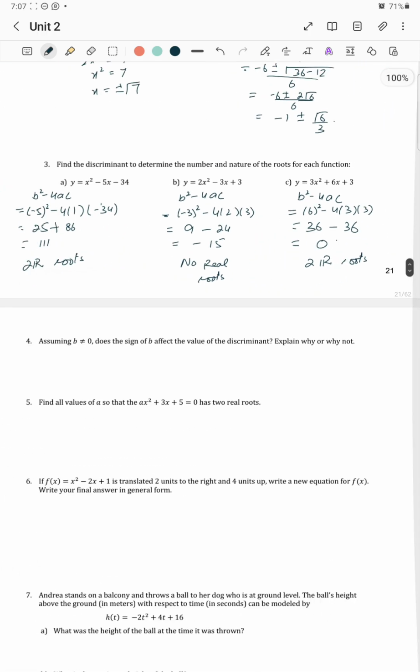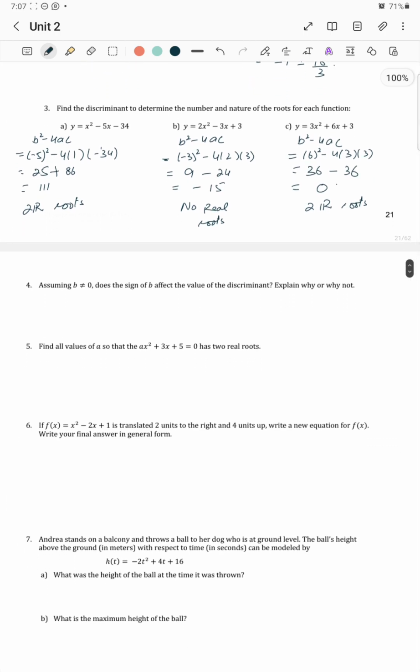So we must remember this. Assuming b is not equal to 0, does the sign of b affect the value of the discriminant? Is the sign of b affecting the value of the discriminant? No. The sign of b does not affect the value of the discriminant because in b squared minus 4ac, b squared is always positive.